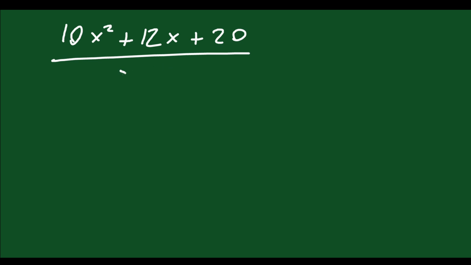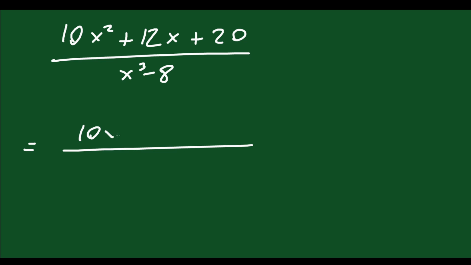Let's say you have 10x squared plus 12x plus 20 divided by x cubed minus 8. Well, the problem here is that the bottom isn't factored yet, right? We haven't factored the bottom. And because it's x cubed, this is actually a difference of cubes, right? So if you want, you could factor this by doing some actual division here, or you can save yourself the time and just recall from the last video where we do difference of cubes how to factor this, right?